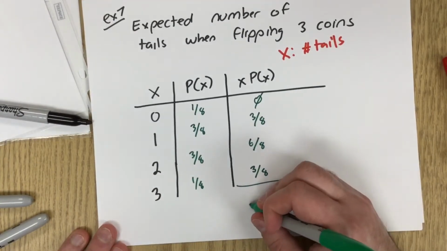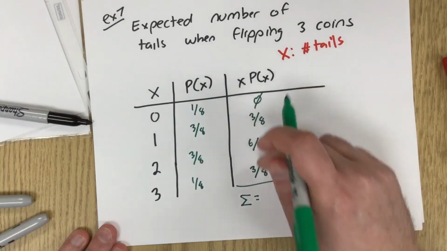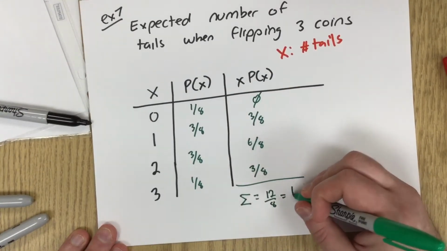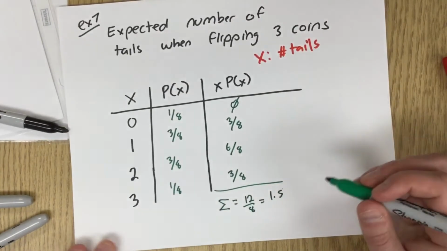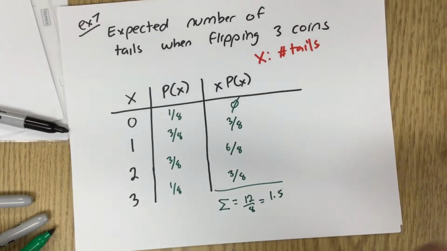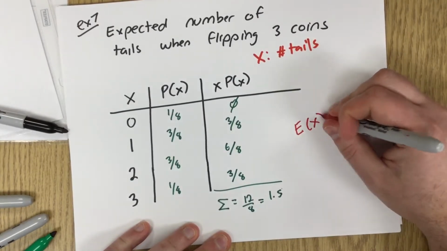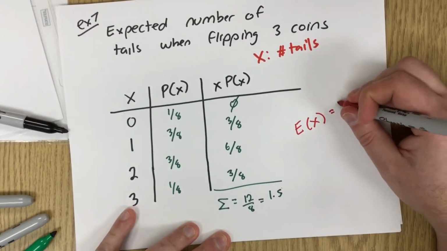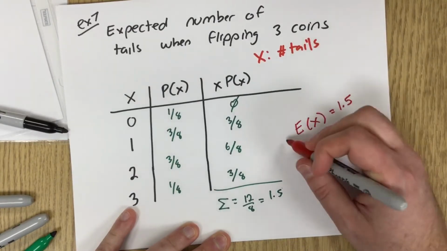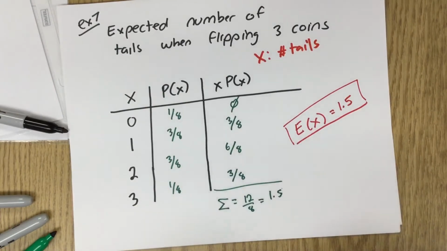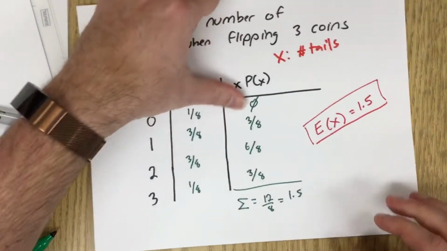And if we add all this up, we get 3 plus 6 plus 3, which is 12 out of 8, which is 1.5, which kind of makes sense if you think about it. So if you flip 3 coins, the expected number of tails, which is x, is going to be 1.5. So we expect half of them to be tails. Will we actually get 1.5 tails? We will not, but we expect it.